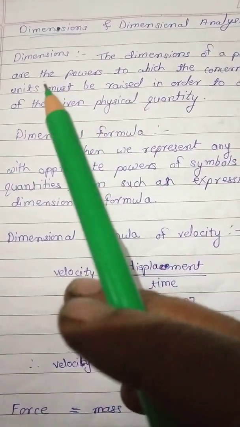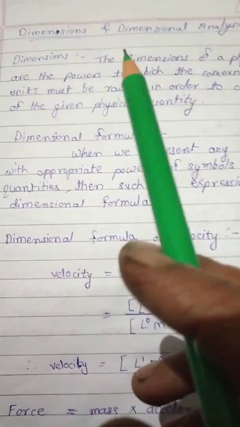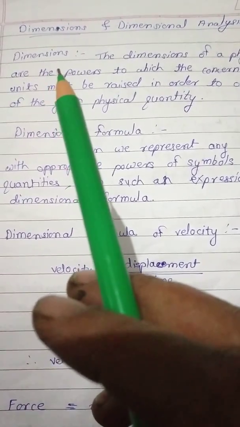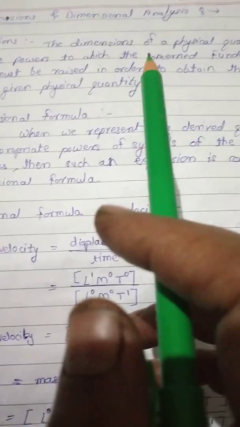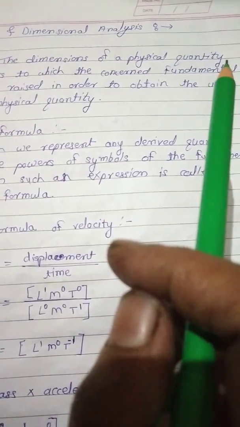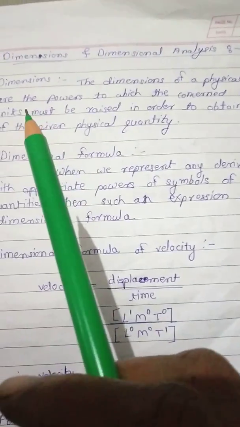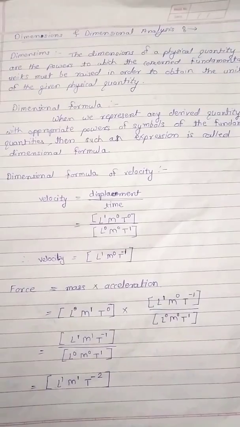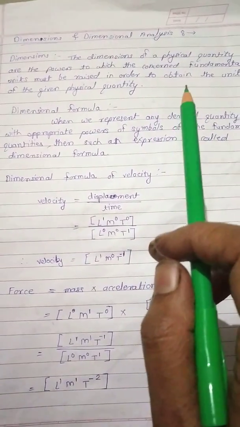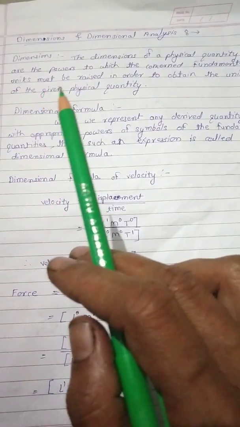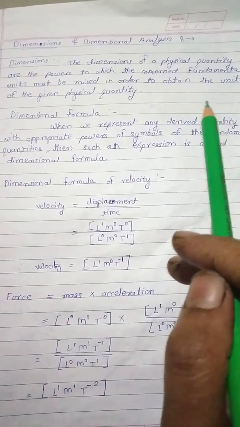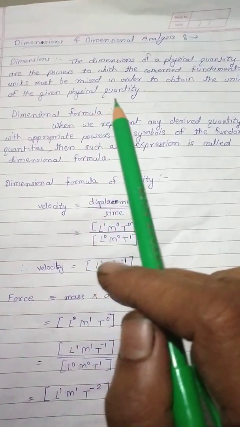So our next point is dimensions and dimensional analysis. What is the definition of dimensions? The dimensions of a physical quantity are the powers to which the concerned fundamental units must be raised in order to obtain the unit of the given physical quantity.